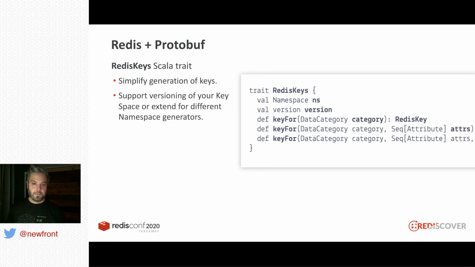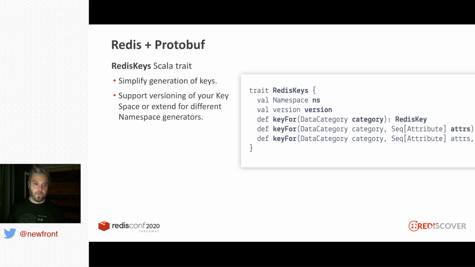So, the Redis keys Scala trait. A trait is an interface in the Scala world. In this case, the Redis keys trait would have a namespace, it would have a version, and it would have a helper method that allows you to say, okay, for a namespace like VI, for a version like V1, I want to create a key for a specific data category, say a connection. This is a paradigm you can follow to create wrapper layers on top of both the Redis keys message hierarchy and the underlying protobuf data, which is bound to the value at each individual key or collection.